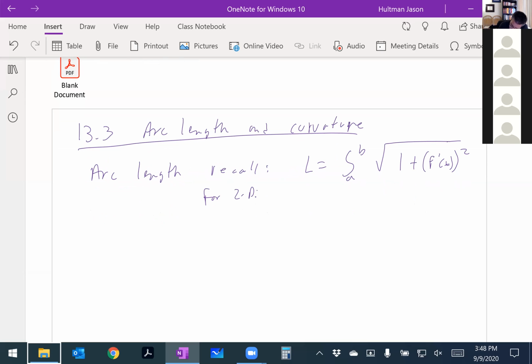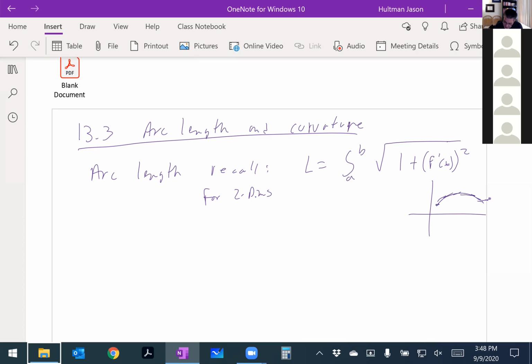For 2 dims, this was the arc length. So we had an arc, and we want to find the length of it. Well, we integrate the distances of the derivatives. So we use this integral to get the arc length in 2 dimensions.